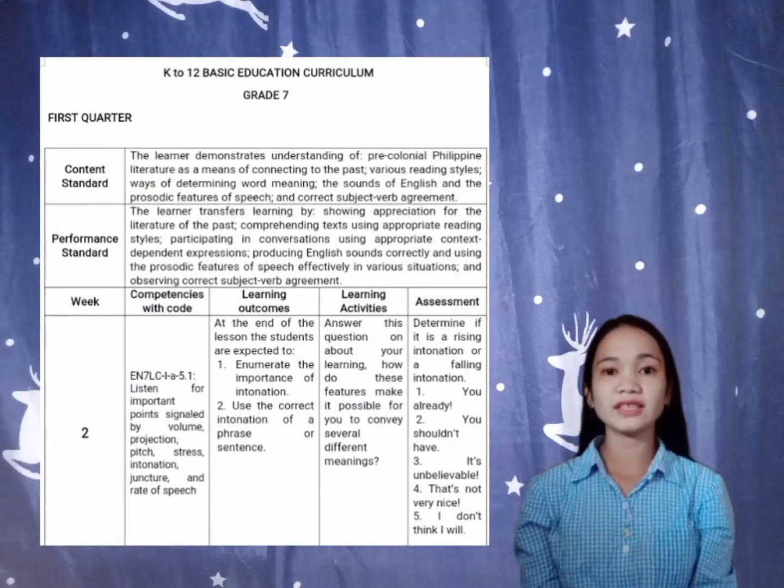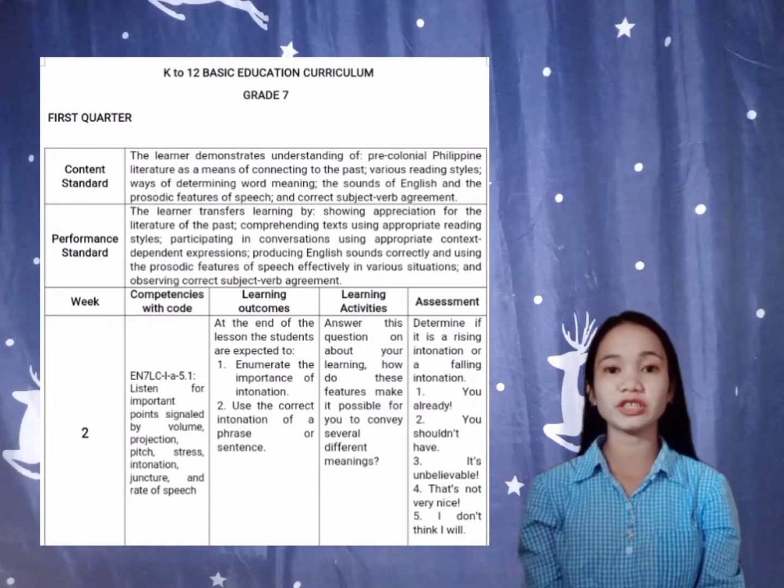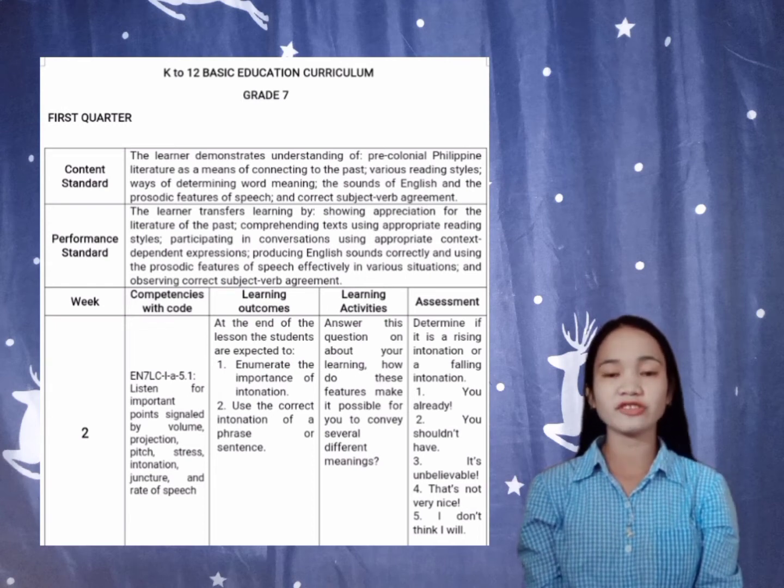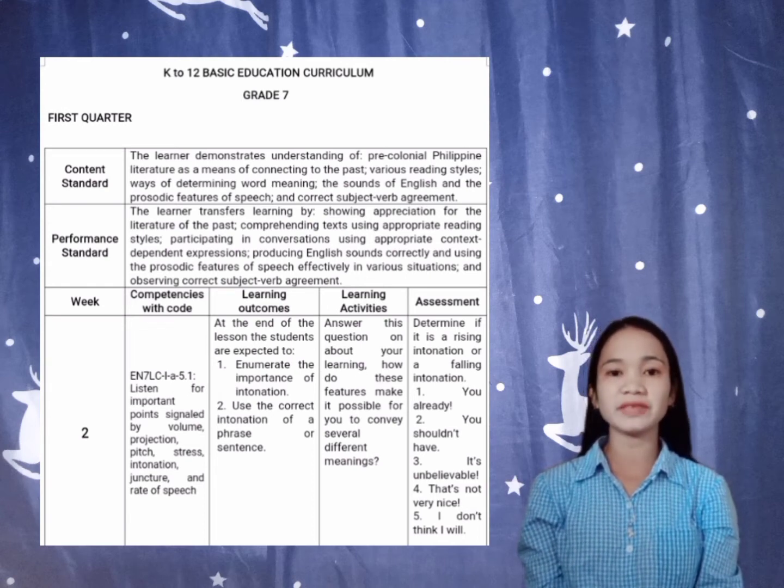Good day everyone. So the following are the 19 metrics of language competencies, learning outcomes, and learning activities. The assessment of assigned domain of Grade 7 K-12 Basic Education Curriculum.